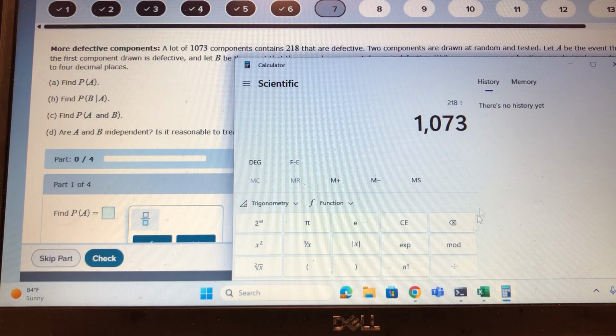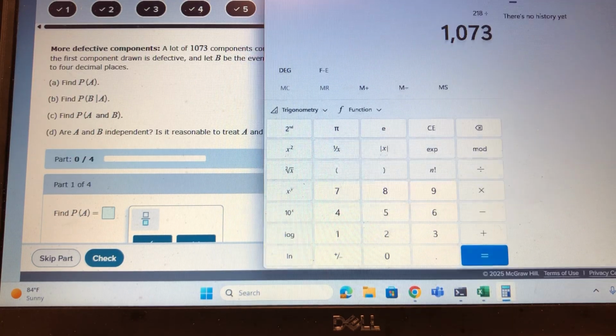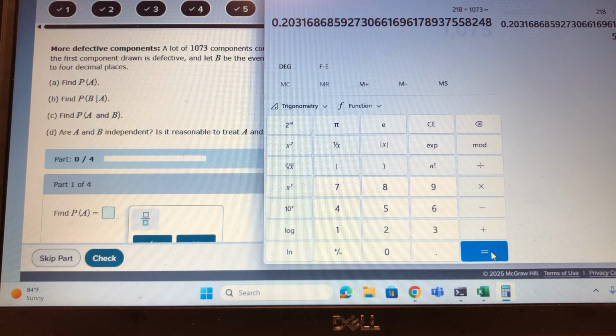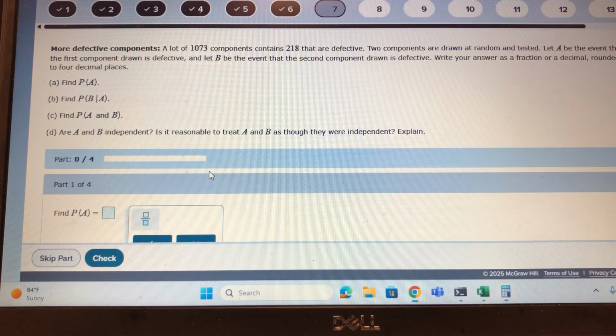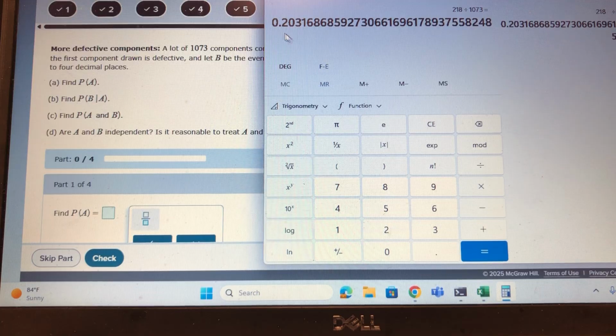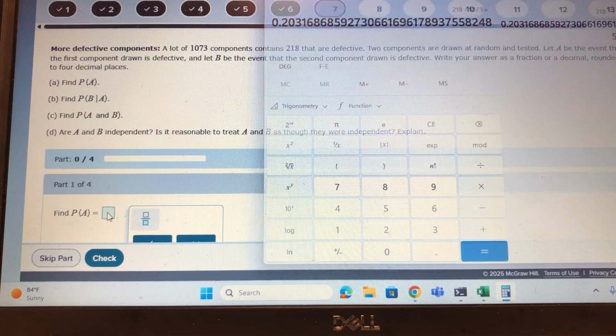This is literally good over total right here. The chance of getting one defective is just good over total. And do they still want 4 decimals? Yes. 0.2032. Make this 1 turn into a 2 because there's a 6 after that. 0.2032.